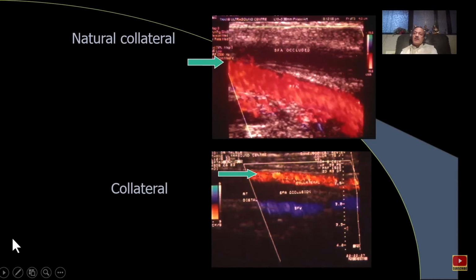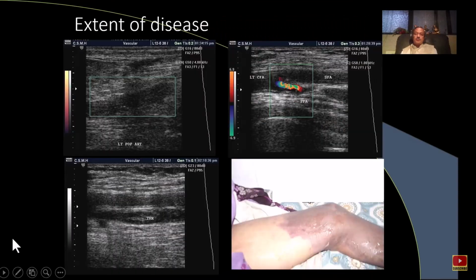That's a profunda artery which is dilated because the SFA is blocked, and that's an SFA which is totally occluded, but there are very good collaterals. And I was saying that if you have such good collaterals and the patient is old and does not have much symptoms, and if the physiological tests are fairly good, then one may not be very aggressive about such long segment occlusions also. Look at the extent of disease here.